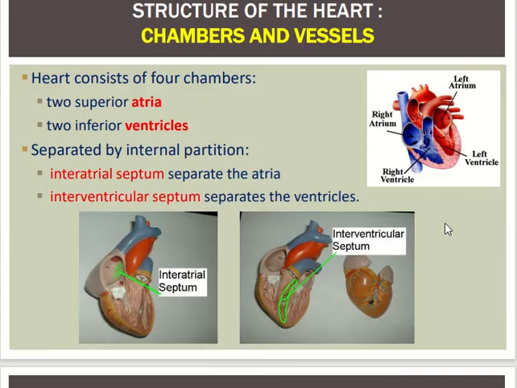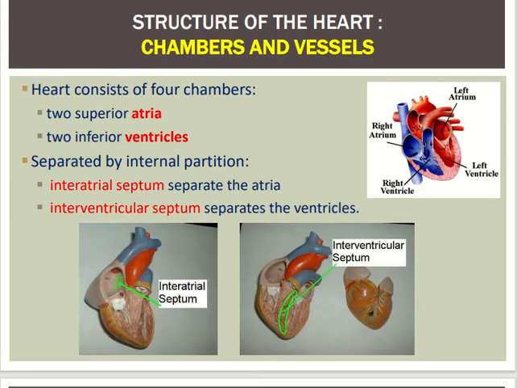Another thing you have to know about the heart is the chambers and the vessels inside the heart. As we all know, the human heart consists of 4 chambers. We have 2 atria in the upper part of the heart, and 2 ventricles, the lower parts of the heart. The atria and the ventricles are separated by parts that we call the septum.